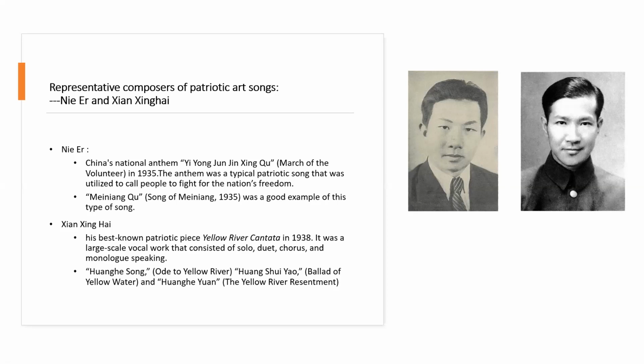Three solo songs from the Yellow River Cantata, Huanghe Song, Ode to Yellow River, Huangshui Yao, Ballad of Yellow River, and Huanghe Yuan, the Yellow River Resentment, became classics in the classic Chinese art song repertoire.